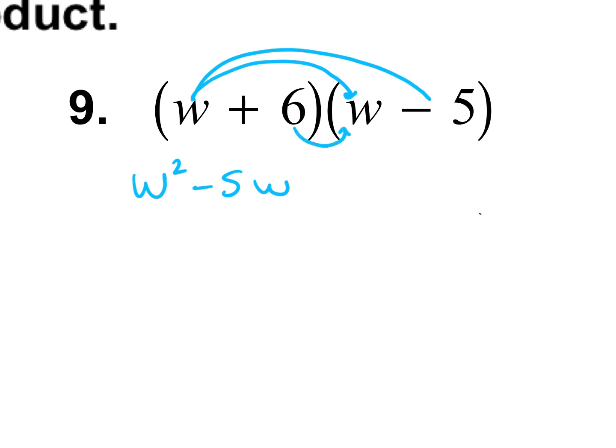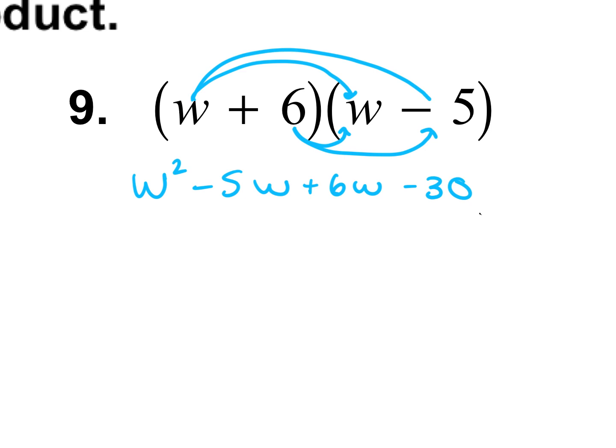Then the inside, Dylan P. What do we get when we multiply the insides? 6W. And then Nestor, what do we get when we multiply the last one? 6 times -5. -30. Nestor, what's the last step?